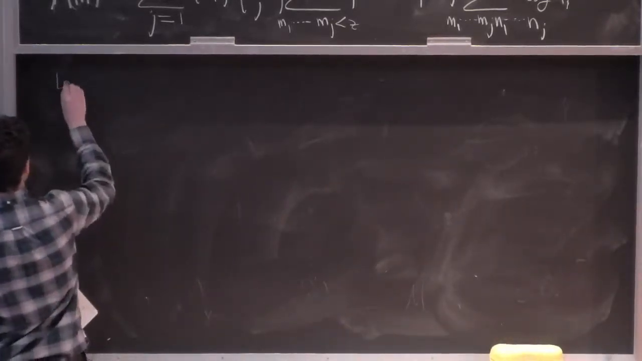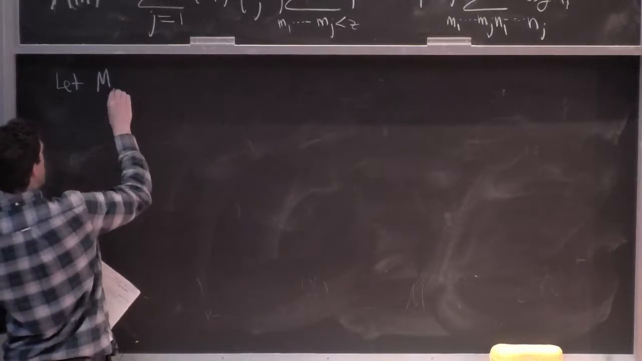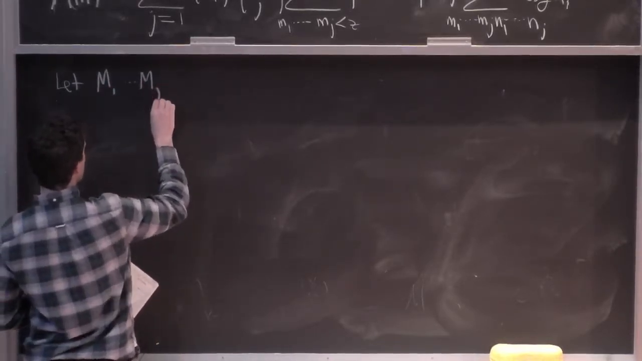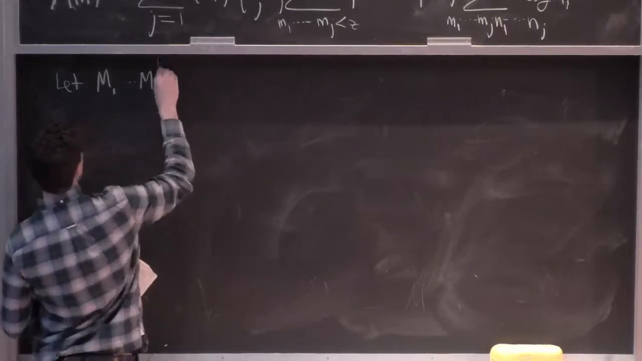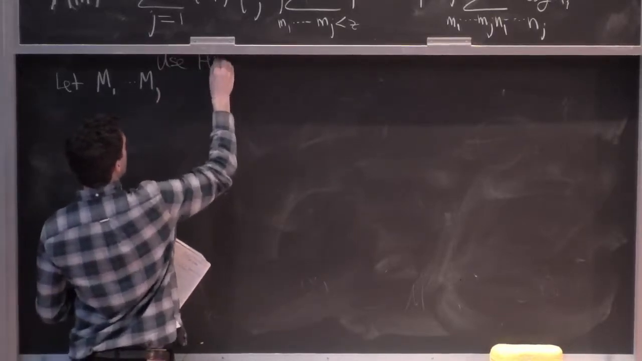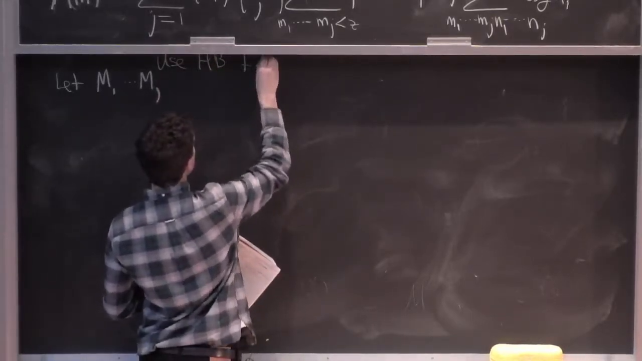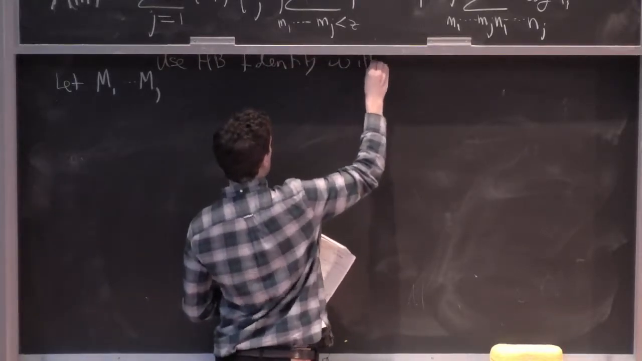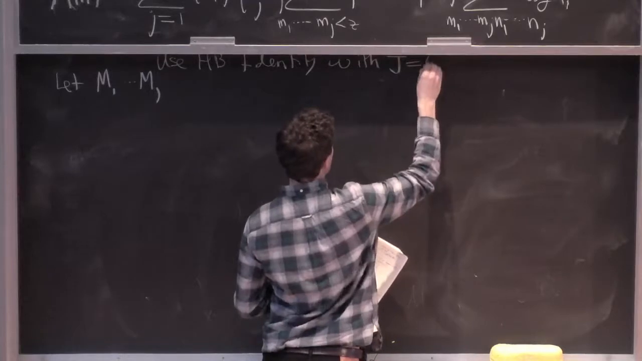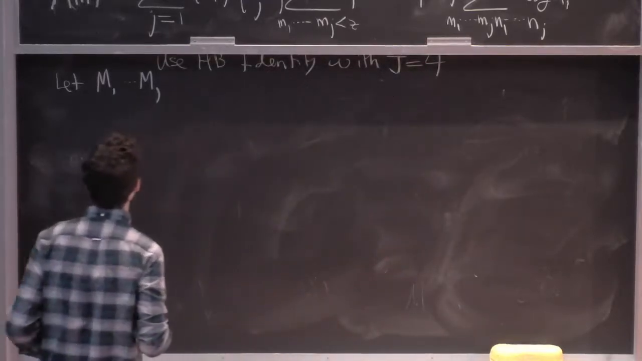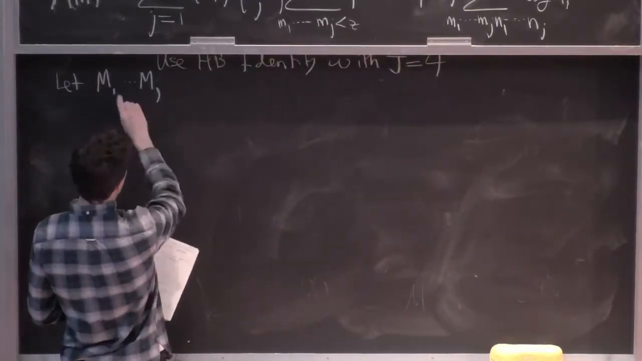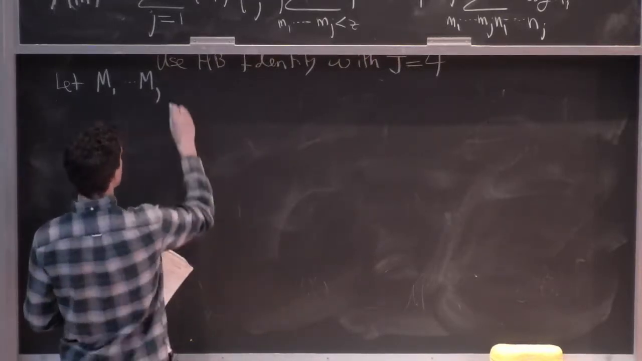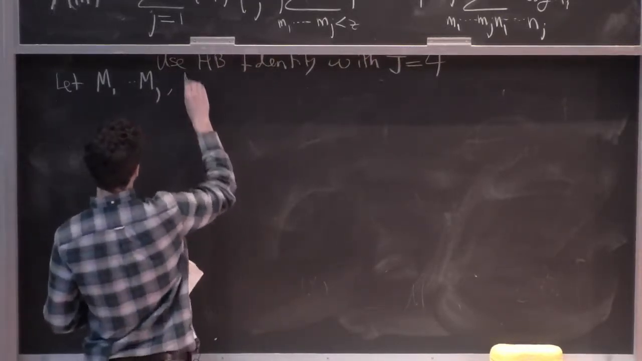So I'm going to let capital M1 up to capital MJ. I should say we're going to use Heath-Brown's identity with j equal to 4. The capital M letters are going to denote dyadic ranges of sizes for each of these variables.